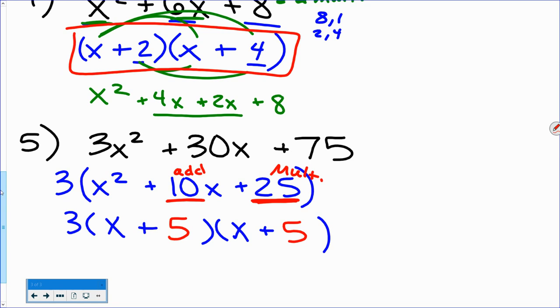All right, make sure you're including this 3 into your final answer as well. Otherwise, it will mark it wrong in Math Excel.